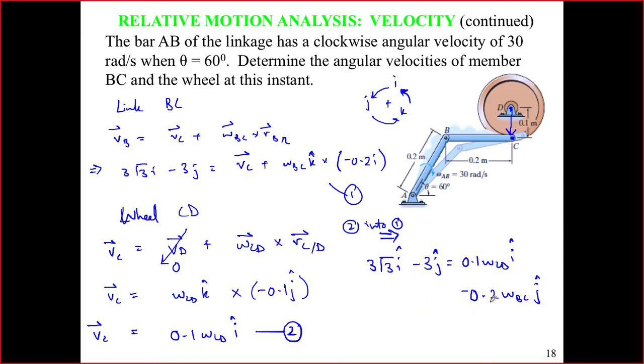Now let's separate out the I and j components. It is a vector equation, so I and j components, which means there are two equations inside it. So just separating out I and j components, this implies 3 square root 3 is equal to 0.1 omega CD. Solving this, I can find that my omega CD is what?